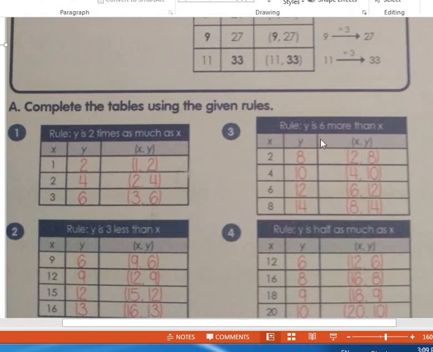So what should I do here? 2 plus 6 is 8. 4 plus 6 is 10. 6 plus 6 is 12. 8 plus 6 is 14. And write the ordered pair here.